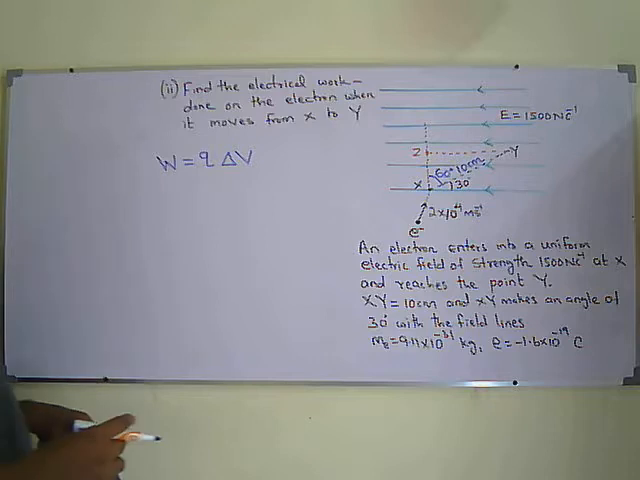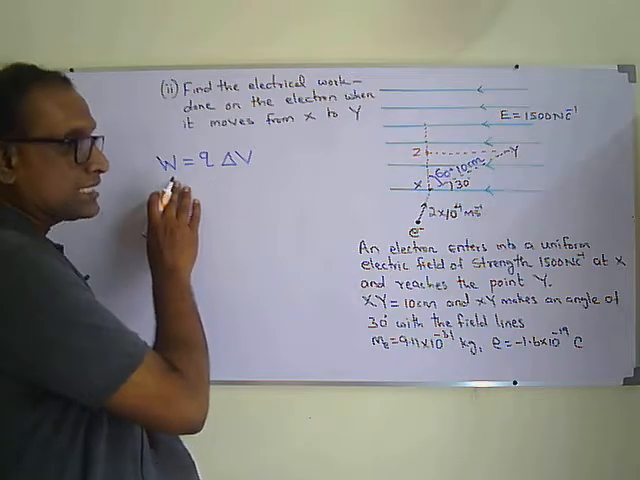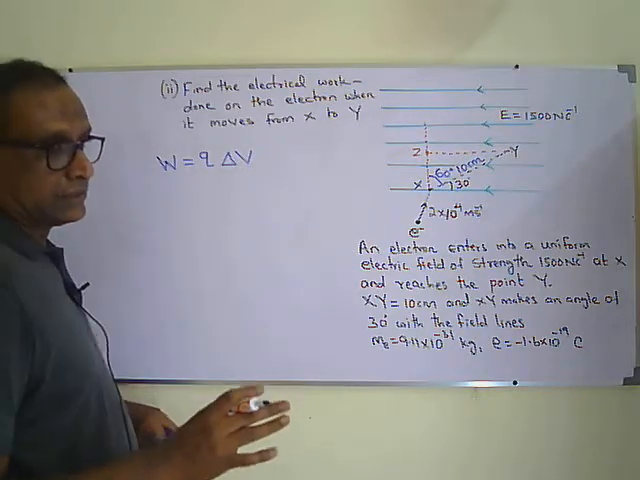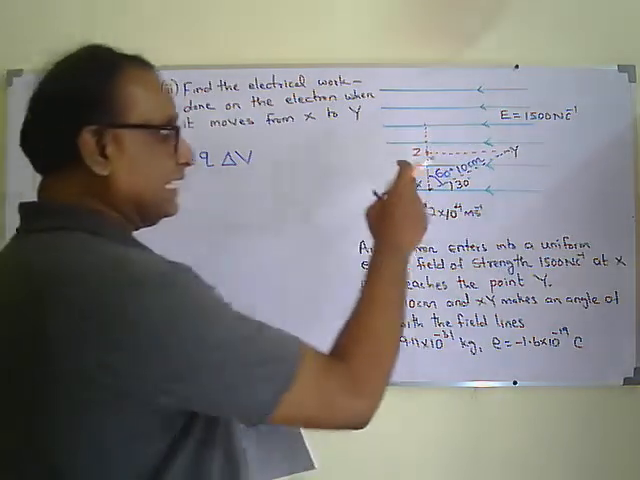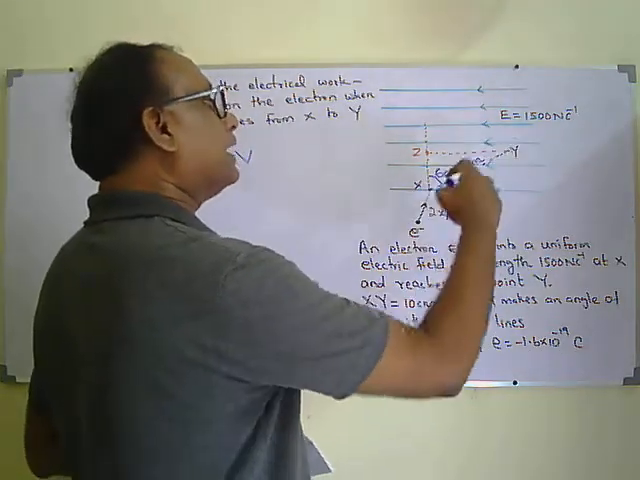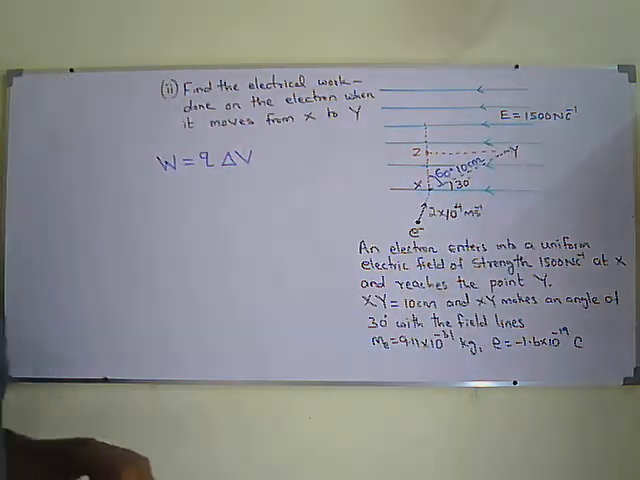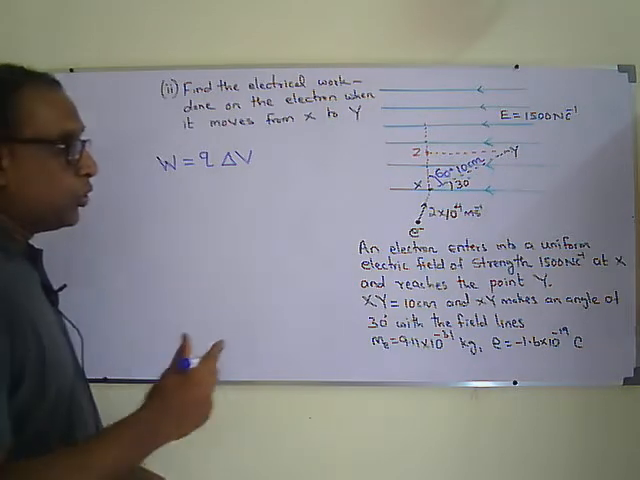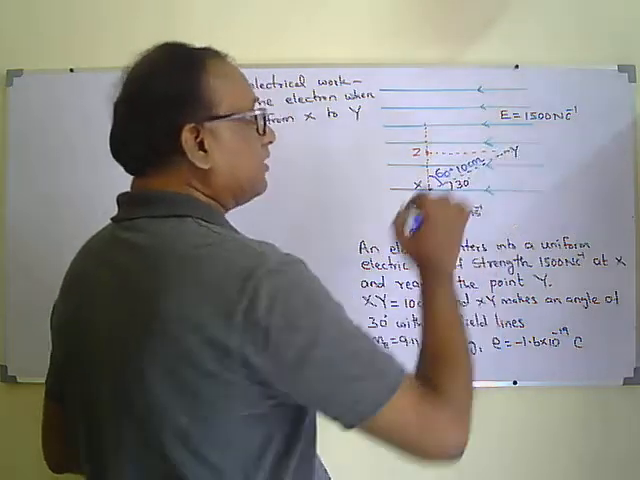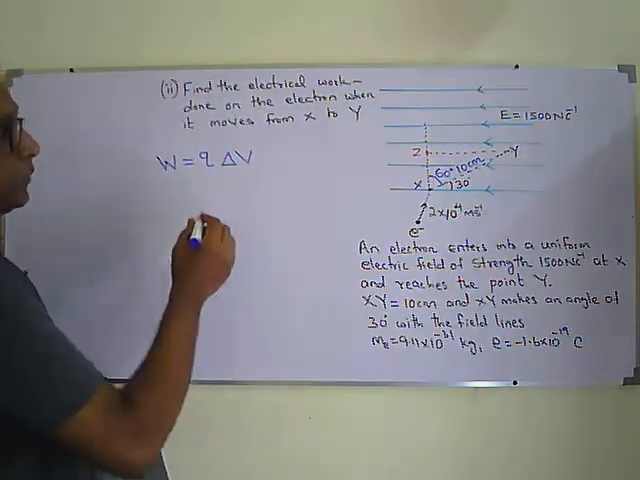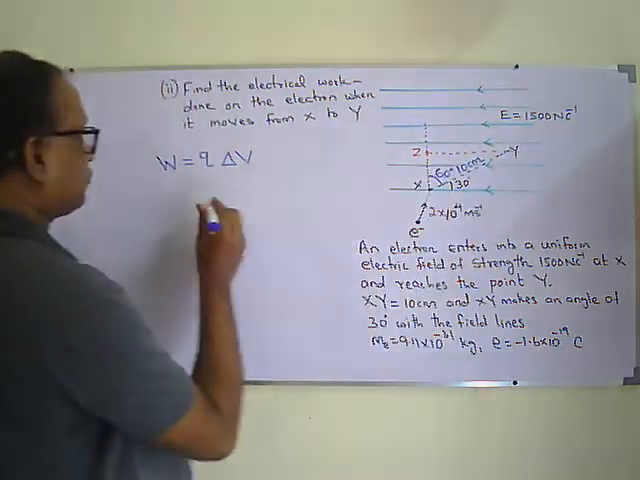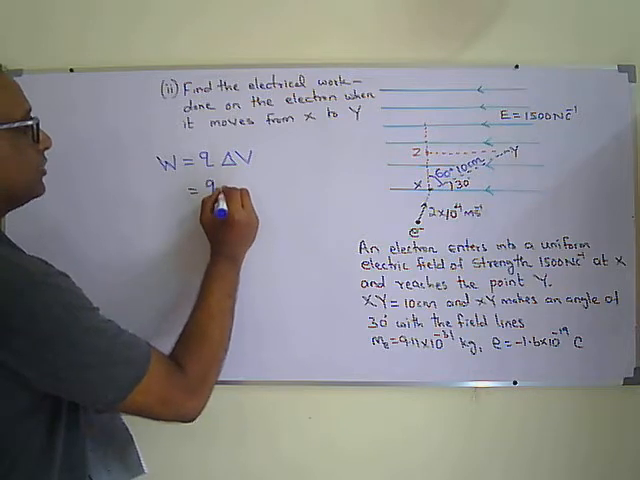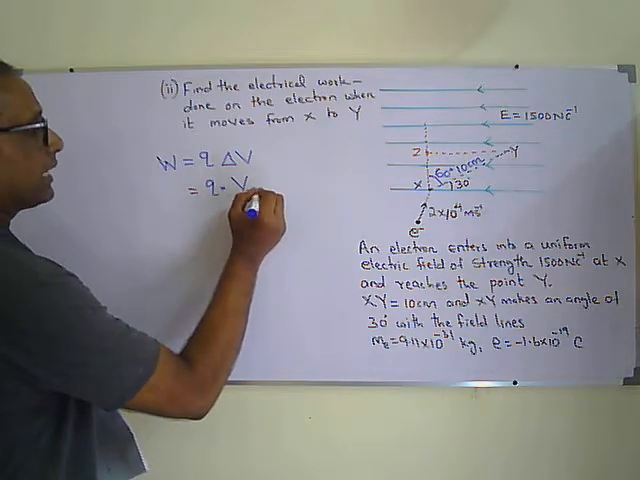I told you that the work done does not depend on the path. It depends only on the initial and the final point. Whatever path it takes, it won't decide the work done. Work done depends only on the initial and the final points. So we know the potential difference between X and Y, so I can write that as q into Vxy.